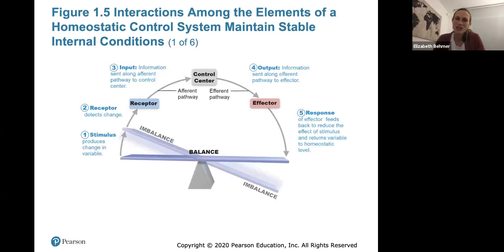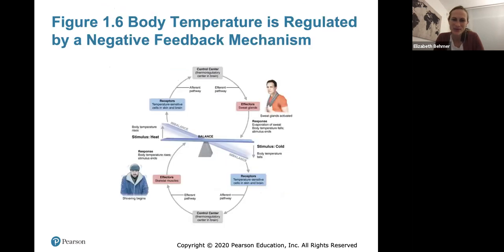This interaction among the elements of the homeostatic control system, maintaining a stable internal condition, this exact picture, you'll have a question like this on your lecture exam. And knowing these different steps and how they all control this negative feedback mechanism is important to know. So I'll let you study that slide on your own too. And this takes you through each one individually.